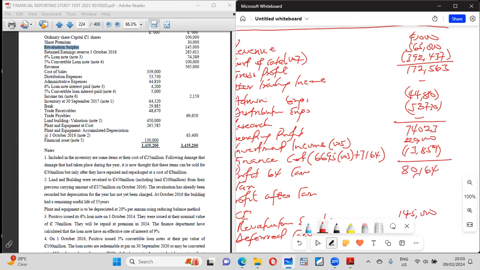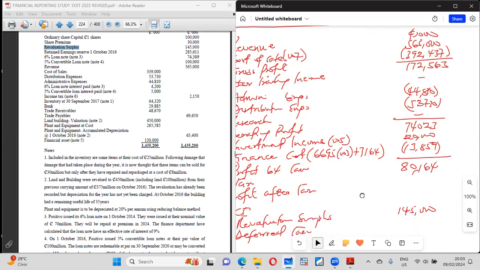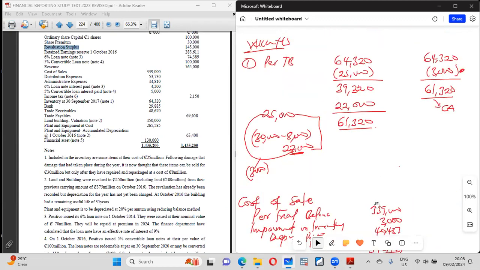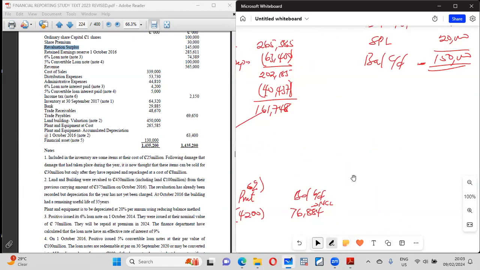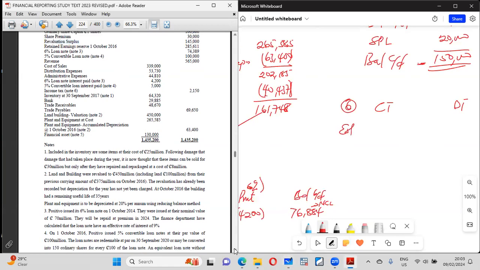If there is no revaluation surplus during the year, you can even cancel this out. There is no need for you to even do it. You can just copy it into your balance sheet. What is our tax? Note 5. Note 6, sorry. So let's do our note 6. Tax, you will do CT DT. All right. So what is the estimate?